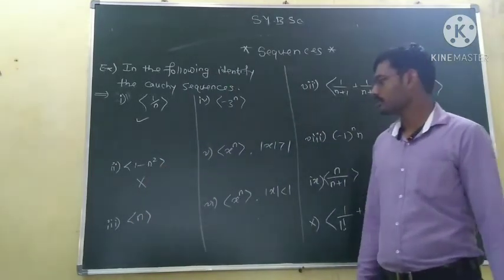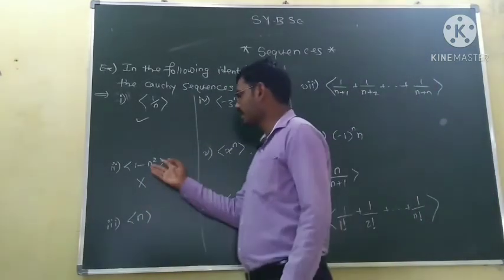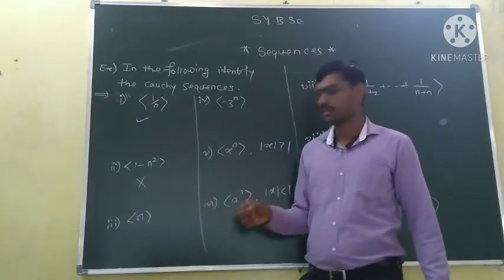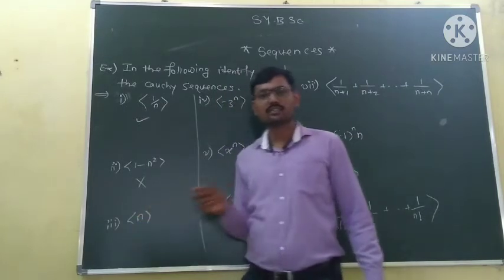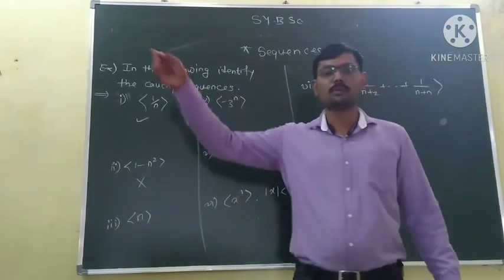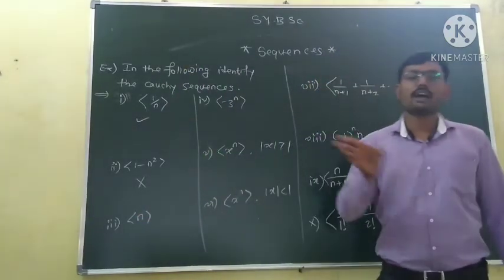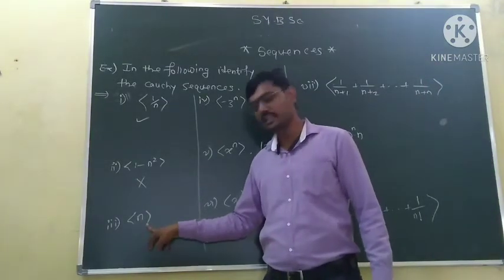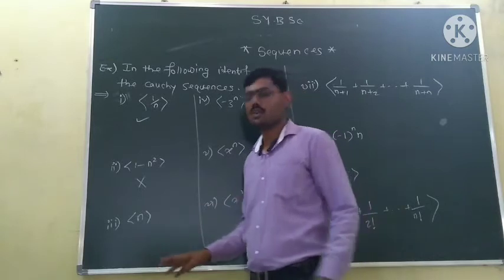Now again a similar example, the sequence of natural numbers, whose nth term is n. The elements of the sequence are 1, 2, 3 and so on. It is an unbounded sequence and tends to infinity as n tends to infinity. The sequence is divergent, so it is not a Cauchy sequence.